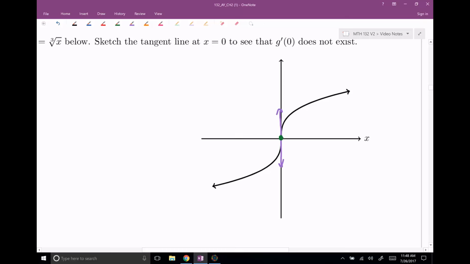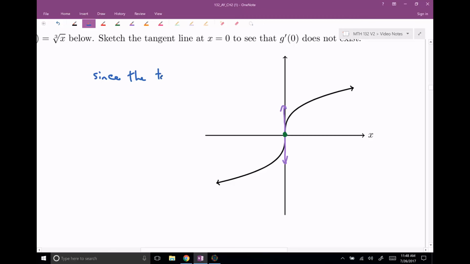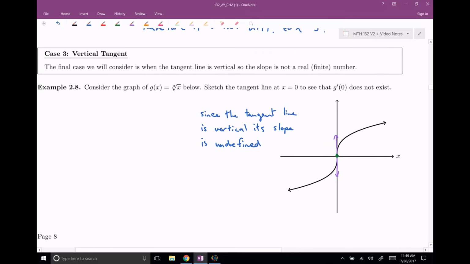Let's write something down. Since the tangent line is vertical, its slope is undefined. So this is a case where we have a vertical tangent, case 3. All right, so those are the three big cases. These are the things to watch out for, why a function may not be differentiable.